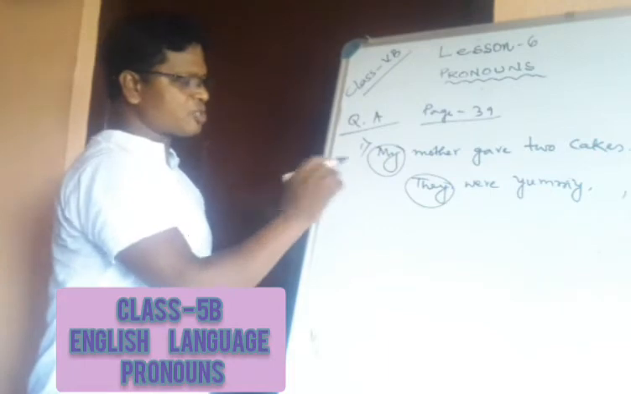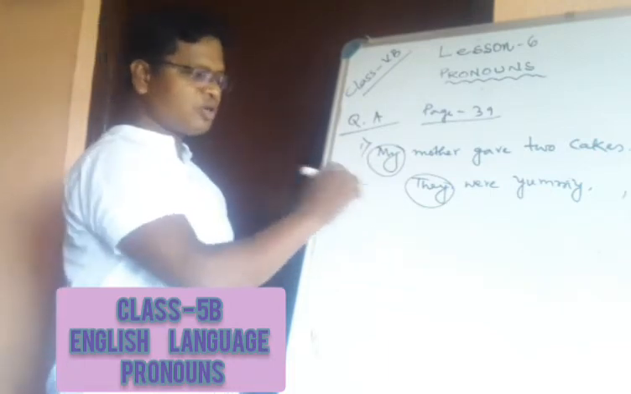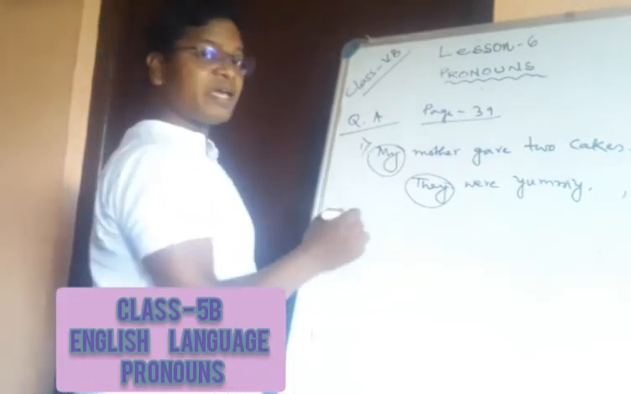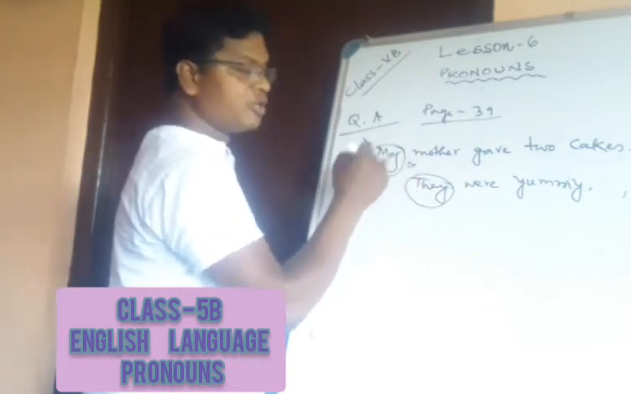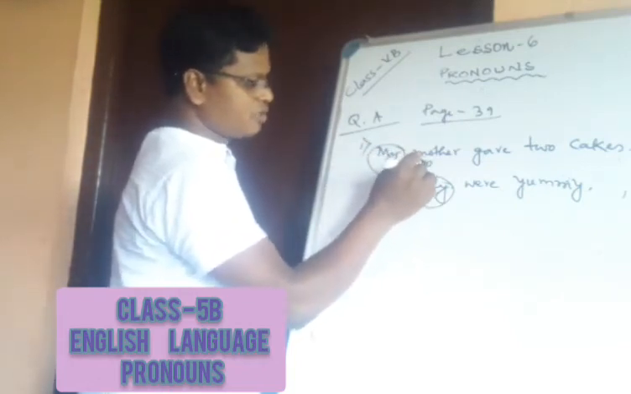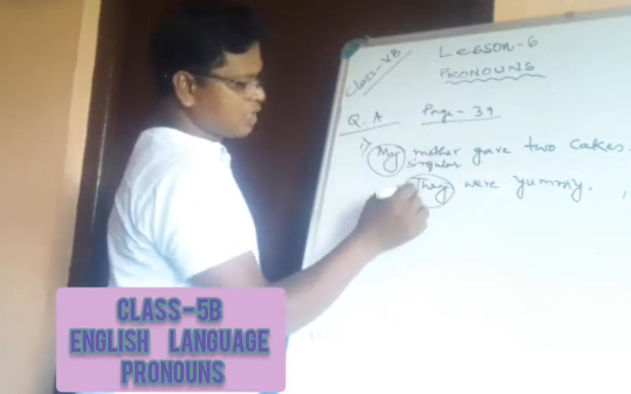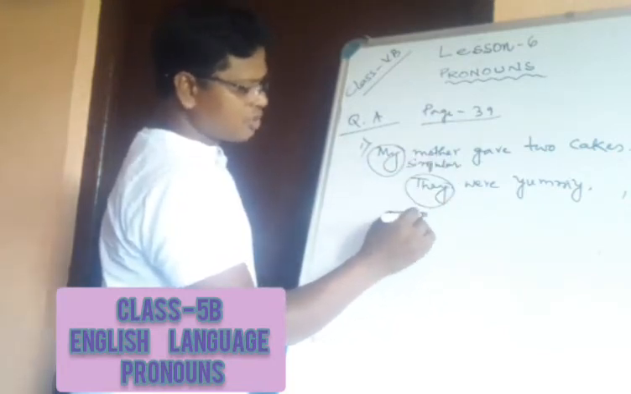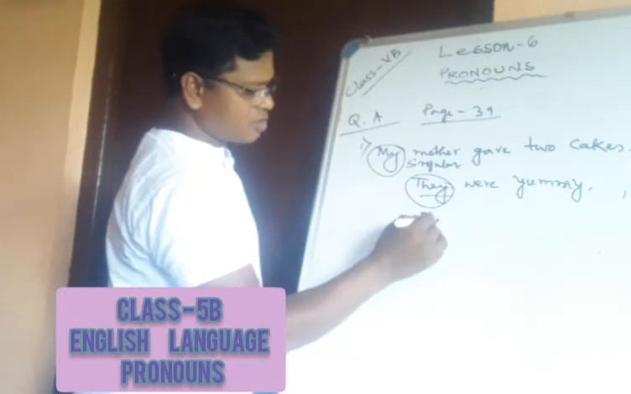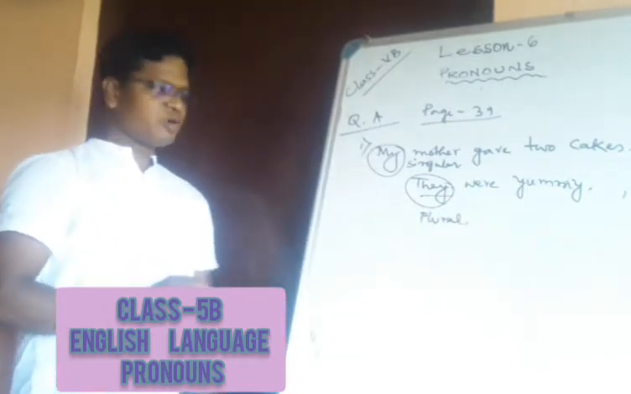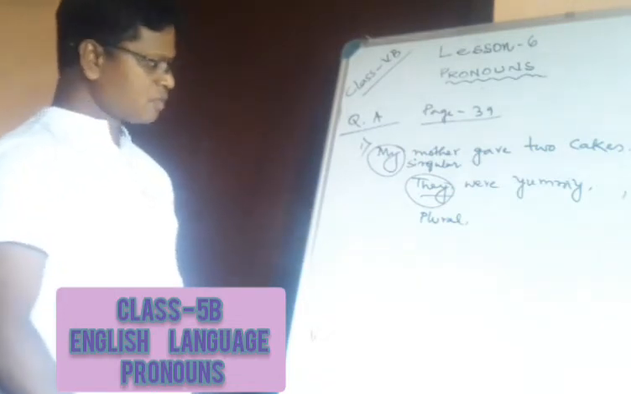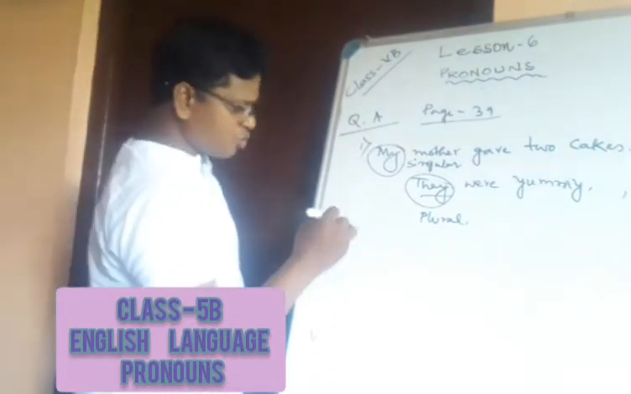You just have to write whether it is singular or plural. The first one, "my", is a singular pronoun. So after circling, you must write here "singular", and here you are going to write that "they" means it is plural. Remember all these things. And this is how you are going to do the second one also.